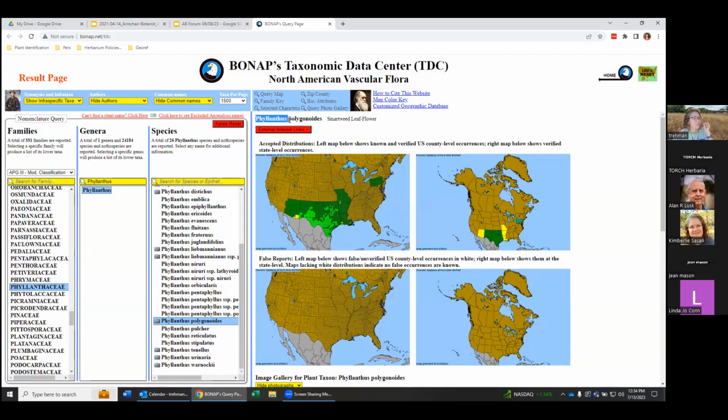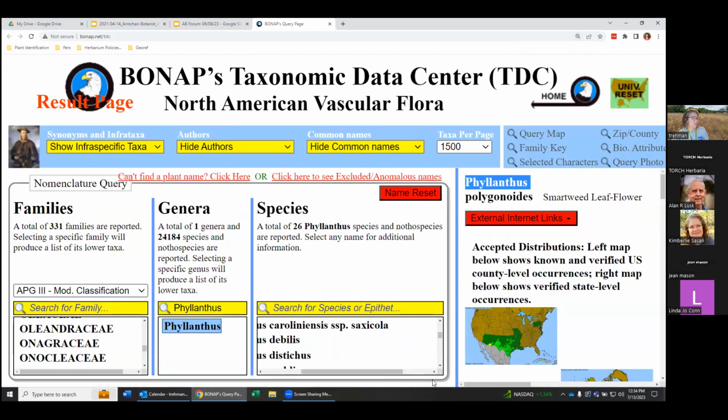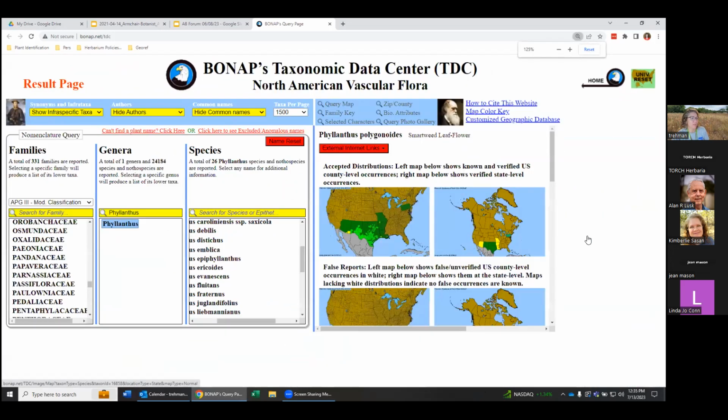So this is the genus name that I'm highlighting. I'm going to zoom in a little bit, maybe. Hold on. Phyllanthus is the genus name. Polygonoides is the specific epithet. So Phyllanthus polygonoides. Smartweed leaf flower is the common name.